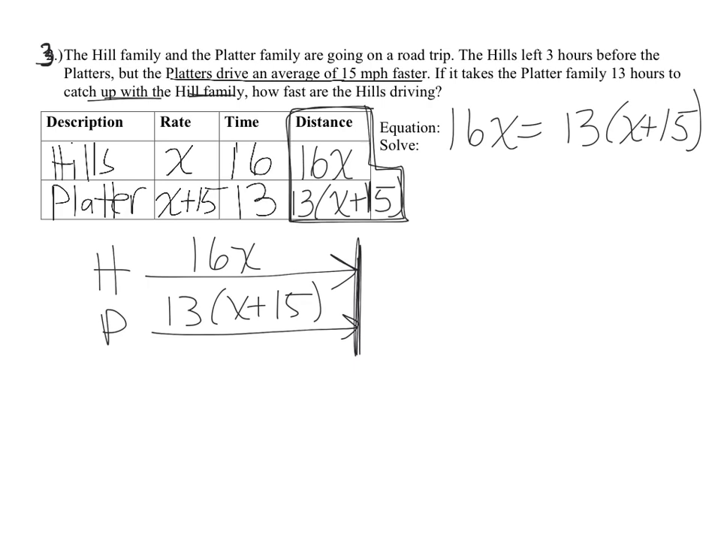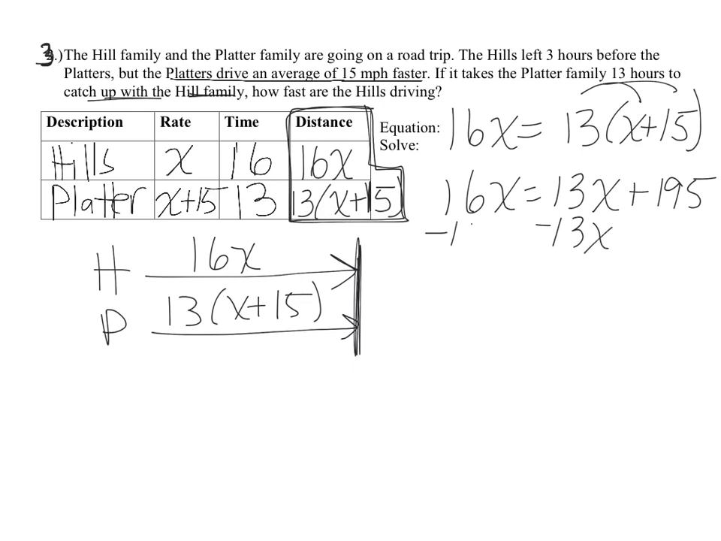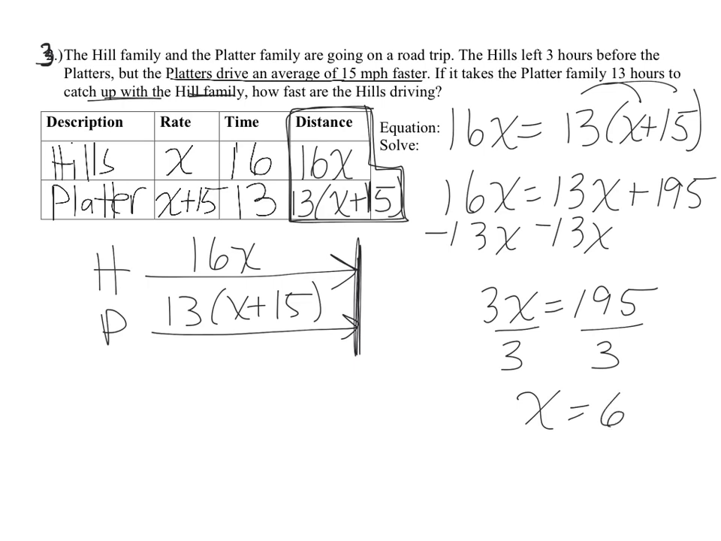So now let's go ahead and solve the equation. You're going to distribute the 13, and that's going to give you 16x equals 13x plus 13 times 15, which is 195. Collect your variables to one side of the equal sign. So I'm going to subtract 13x from both sides. That's going to give me 3x equals 195. Then we're going to divide both sides by 3. And you're going to get that x is equal to 65.